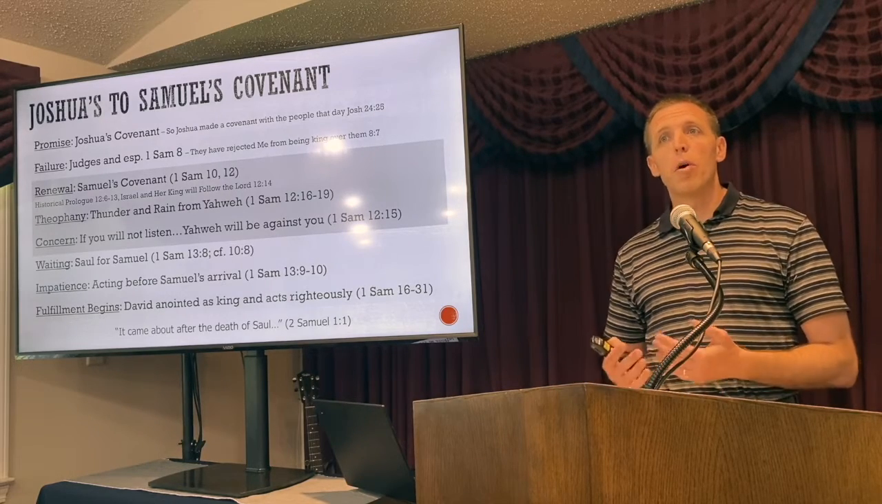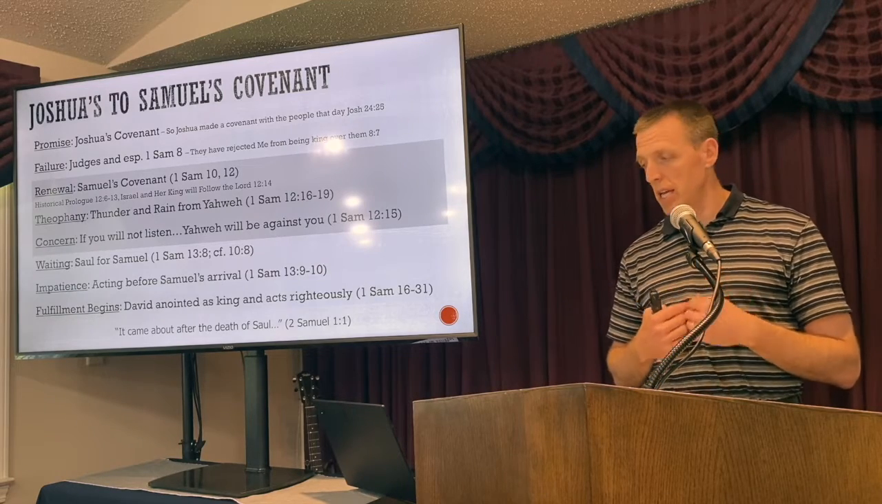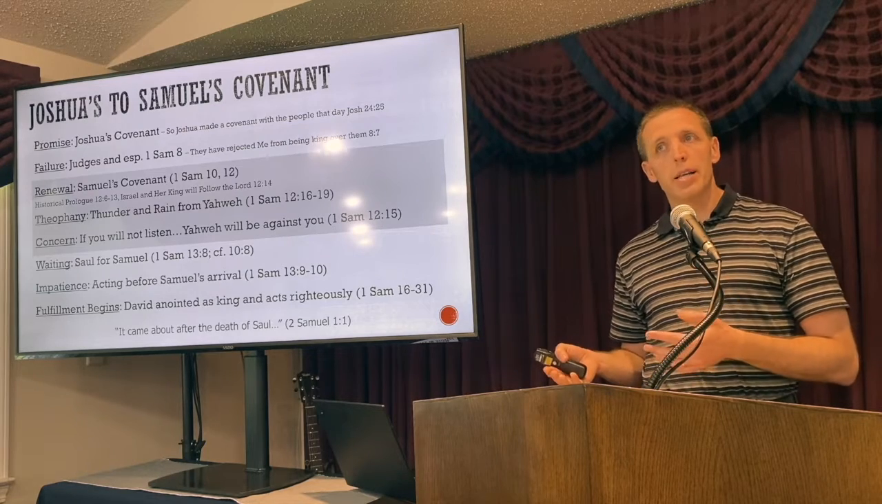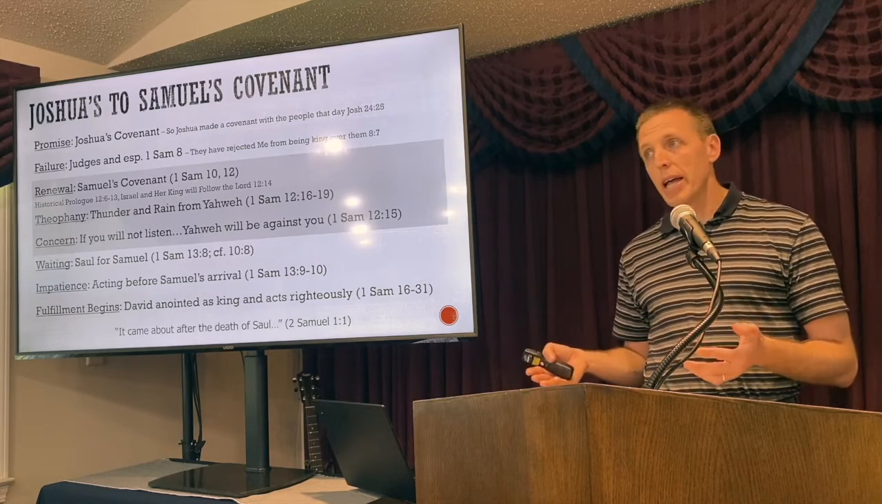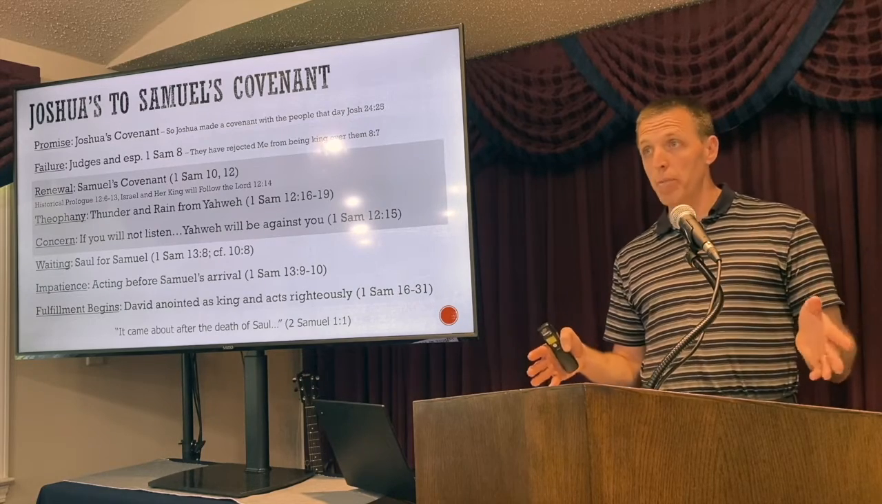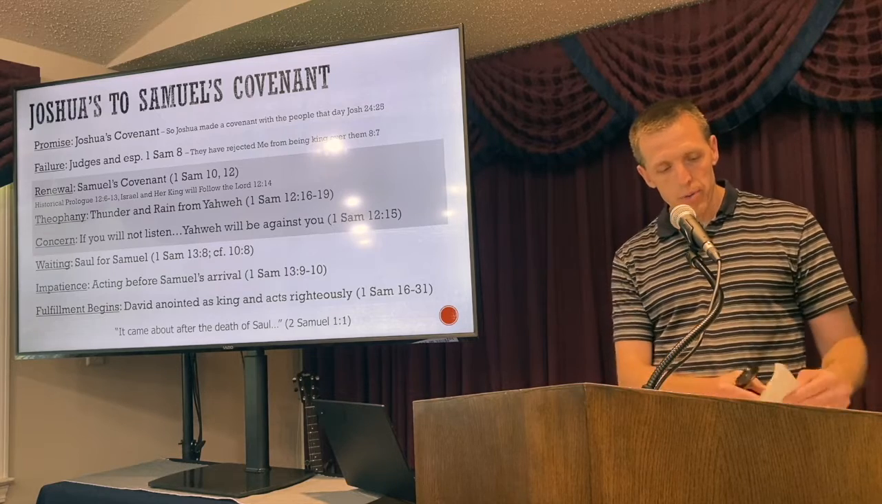Where they say, we want a king, we want to be like the other nations. And God says, you're rejecting me from being king over you, in 1 Samuel 8:7. So God says to Samuel, remember, hey, it's okay. Don't feel bad. They're not rejecting you. They're rejecting me. I'm still going to bless the people.